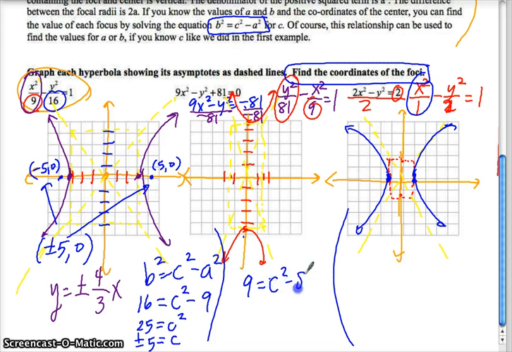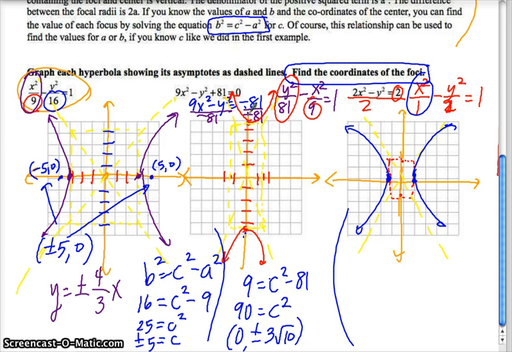C squared minus 81. I move that over, I get 90. C squared equals 90. So what do we get? We get 0 plus or minus 3 root 10, right? We take the square root of 90 on both sides. Square root of 90 is 3 root 10, so it's plus or minus 3 root 10. So we'd go up and down that amount.